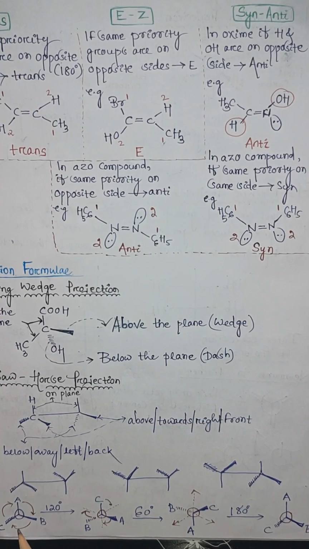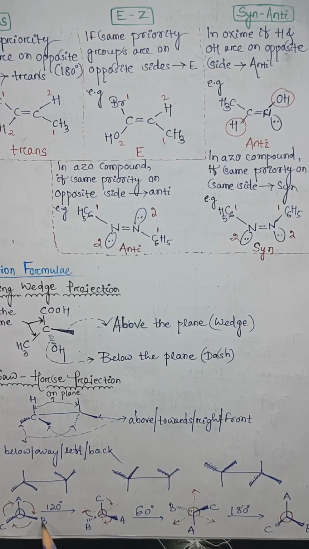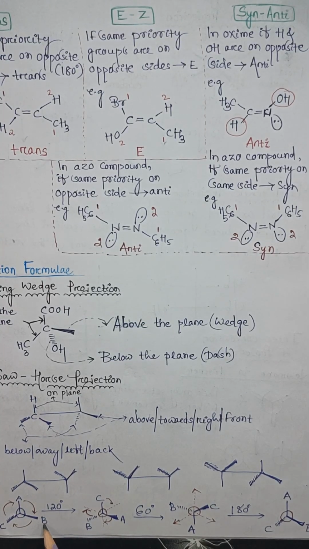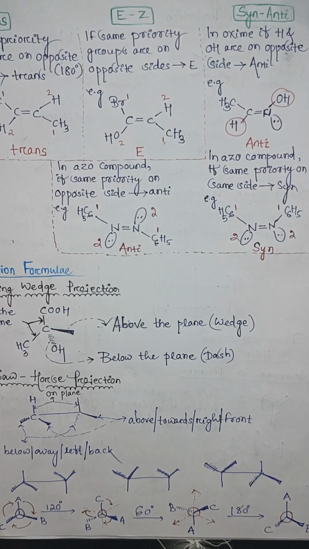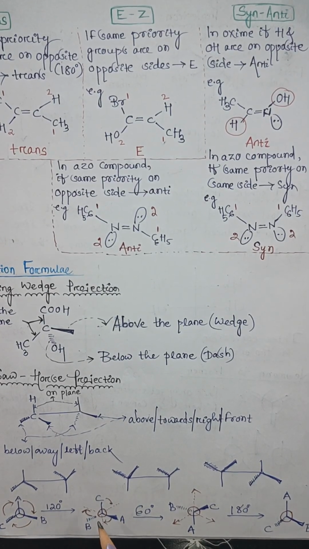Suppose we have to rotate this molecule by 120 degree. A will come in the place of B. B will come in the place of C. C will come in the place of A. This is what we obtained.